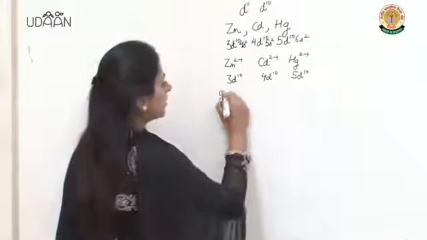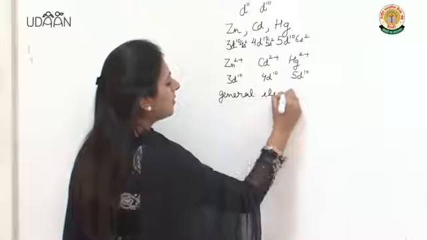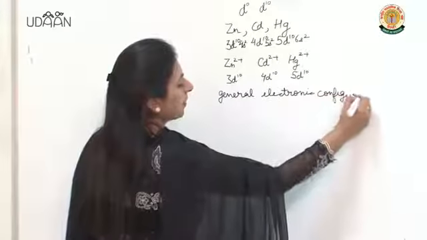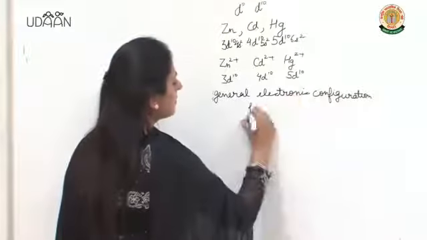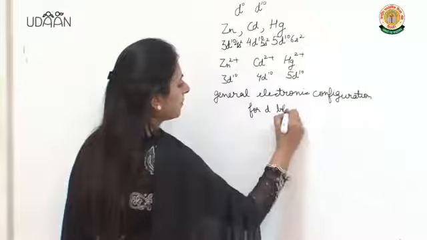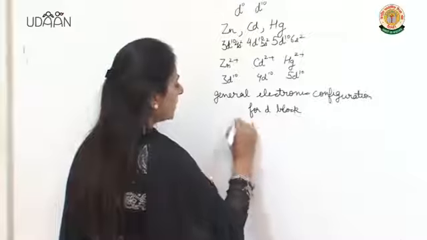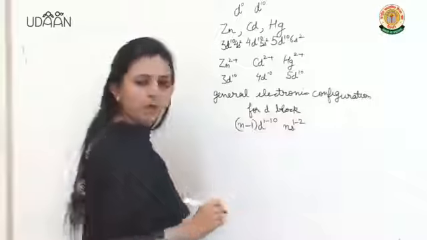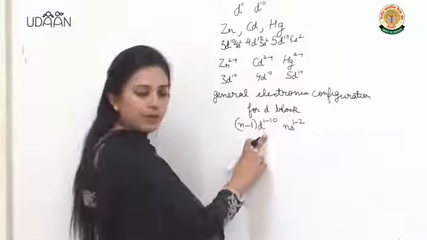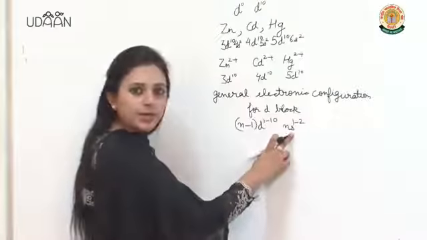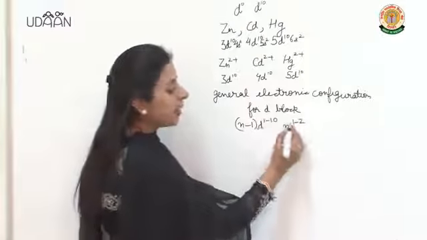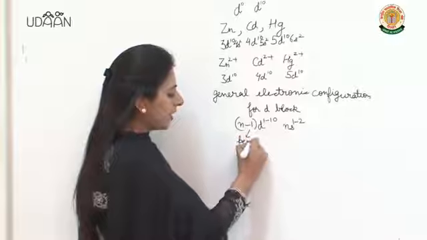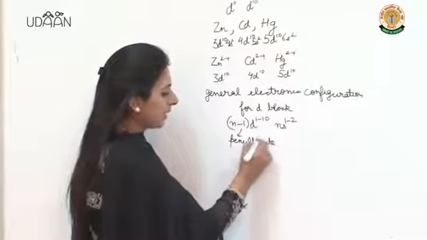Now what is the general electronic configuration of a d block element? The general electronic configuration for d block is (n minus 1) d 1 to 10, ns 1 to 2. So this d orbital does not belong to the last shell, it belongs to the penultimate shell, one shell before the last shell.